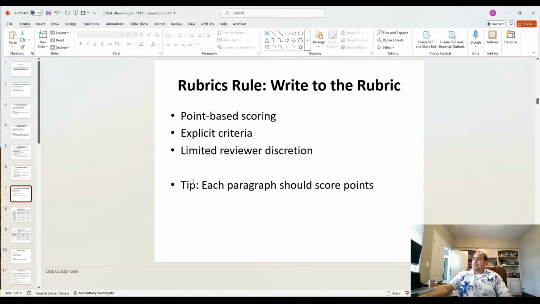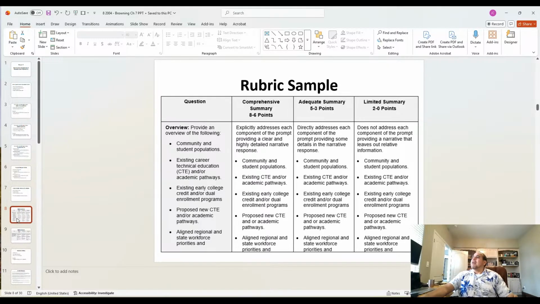Okay. A tip is that each paragraph should score points, right? And so understanding that is extremely, extremely important. And the first sentence of every paragraph should be the most important sentence. Okay. All right. Here's an example of a rubric. Okay, I mean, there's many, but this is an example of the overview, right?